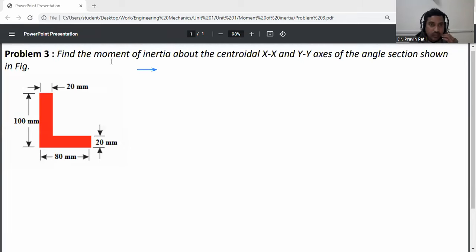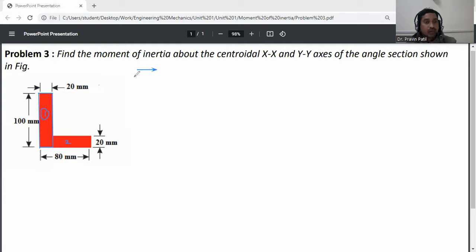Okay, so problem. Find the moment of inertia about the centroidal x-axis and y-axis of the angle section as shown in the figure. This angle section is divided into two rectangle parts. This is the first rectangle part. This one is the second rectangle part.